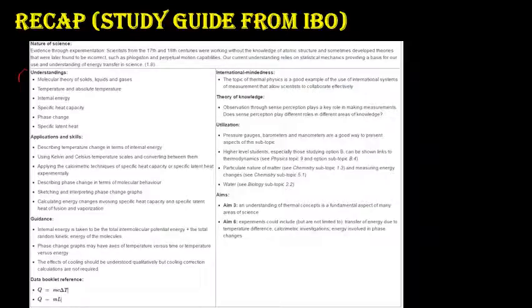For understanding, you should know molecular theory, and also you should know the temperature and absolute temperature, which for temperature would be in degrees Celsius. For Fahrenheit, you don't actually need to know that. And for absolute temperature, it should be in Kelvin unit. For internal energy, you should know that it includes kinetic energy and also potential energy in terms of the microscopic view. I'm pretty sure you know the rest of the other three.